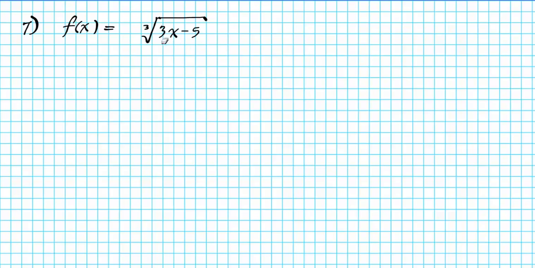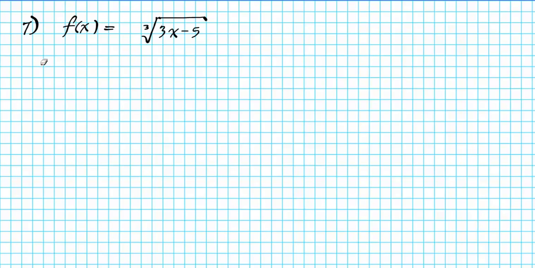The radicand already has a variable, okay? That's a requirement for case 2, but what about the index? The index has to be even. In this case, the index is odd. So that means this function right here does not match any of the cases in our rules, which means that we do not have any restrictions on the domain.